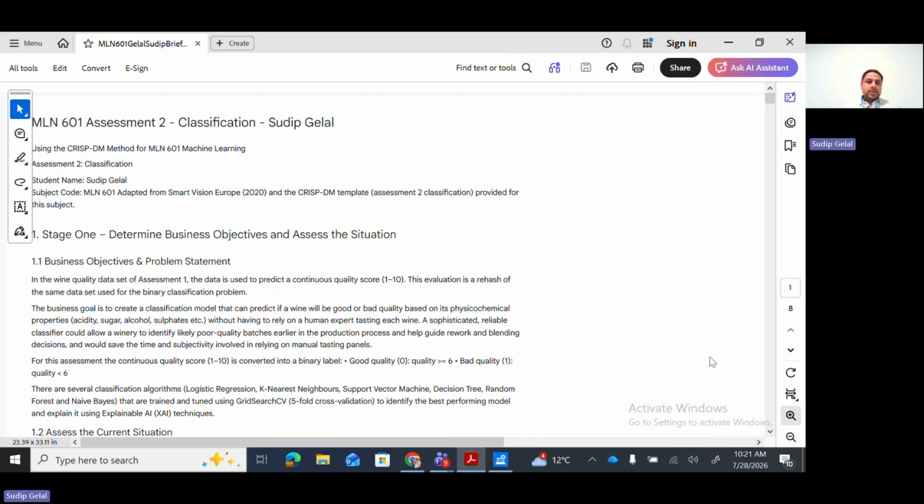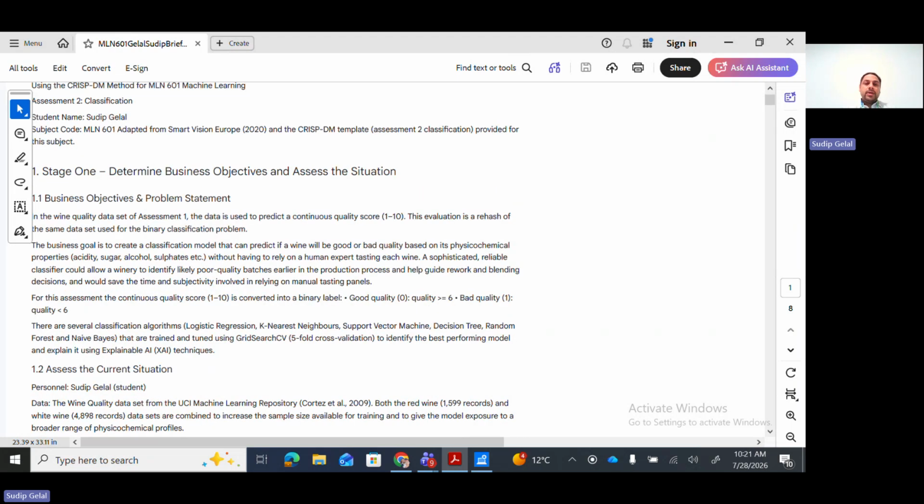In stage one, business objective and problem statement. The first stage is business understanding. In this stage, I identify the problem. Wineries usually use experts to test wines, but this process is expensive and time consuming. So my goal was to build a model that can predict whether a wine is good or bad automatically.